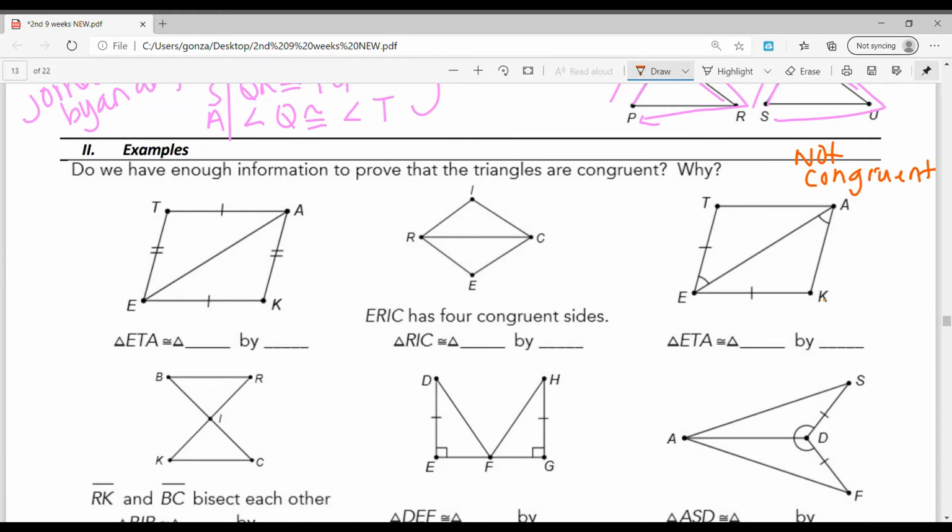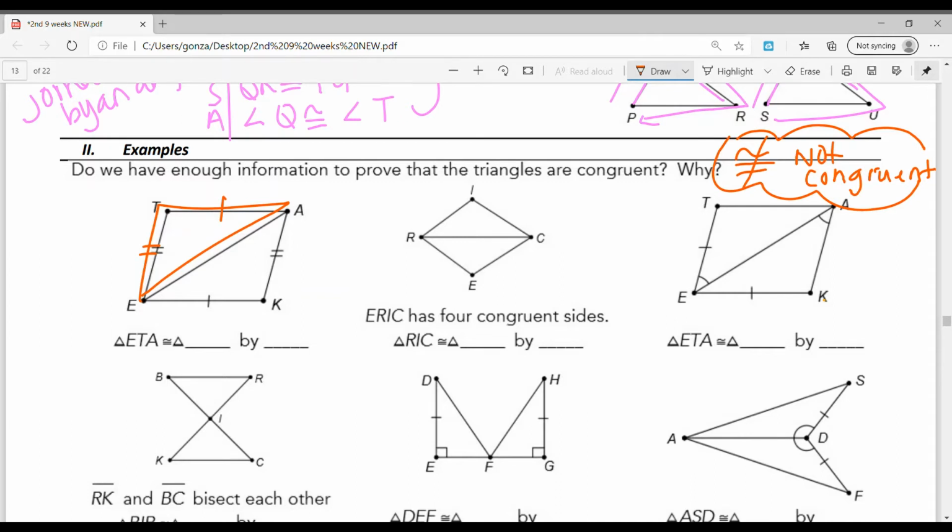All right, so let's look at the examples. The symbol that we need to learn today is going to be the not congruent sign. So it's a congruent sign with a slash inside it. Again, this means not congruent. Okay, so first, do we have enough information to prove that triangles are congruent? We're going to start with triangle ETA. So I have a side and another side, and then I have another triangle. So this works out actually.